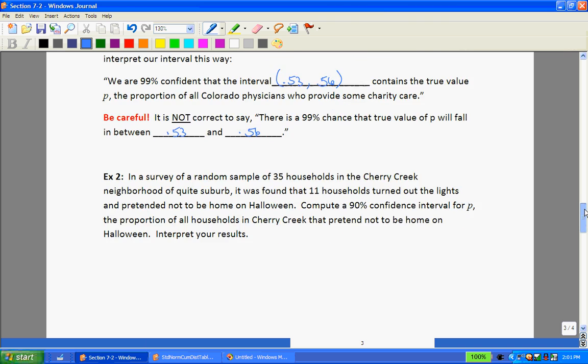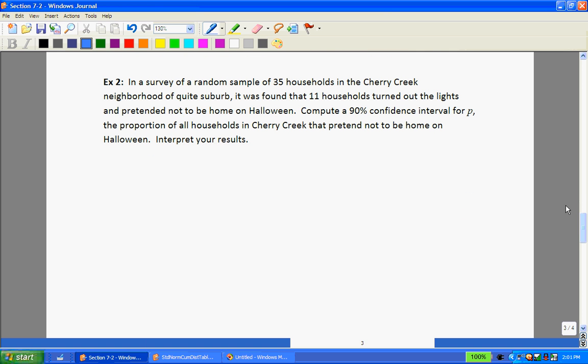Let's take a look at example 2. In a survey of a random sample of 35 households in the Cherry Creek neighborhood of a quiet suburb, it was found that 11 households turned out the lights and pretend not to be home on Halloween. Compute a 90% confidence interval for P, the proportion of all households in Cherry Creek that pretend not to be home on Halloween. Interpret your results.